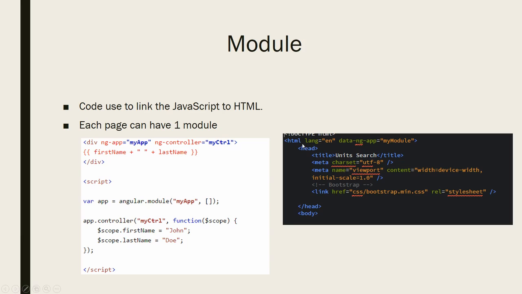As you can see here, this is how you create an ng-module. It is done in the HTML tag, and then this is in your JS file. You access it with div ng-app equals my app. They have the same name. Okay, moving forward.